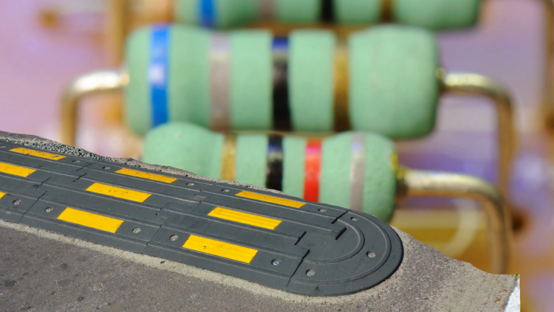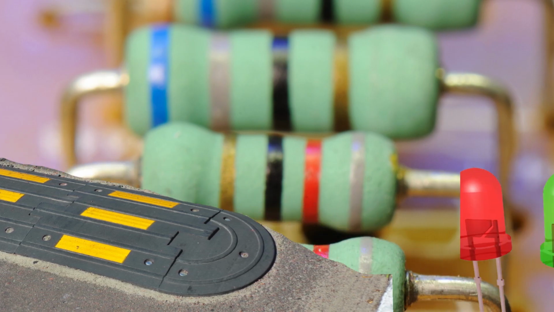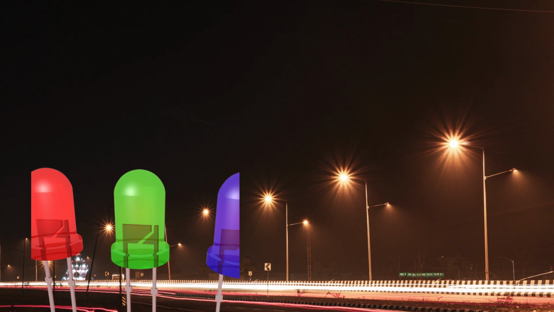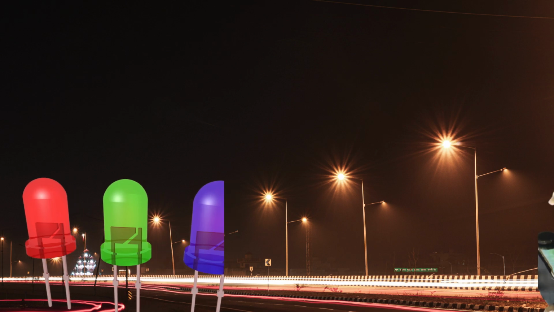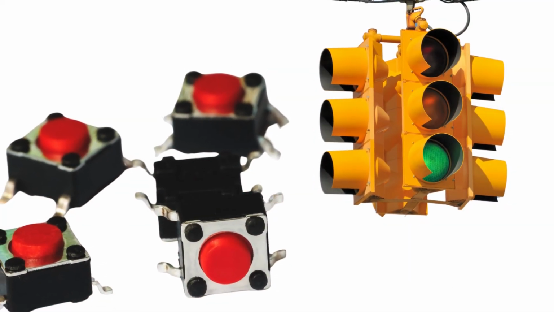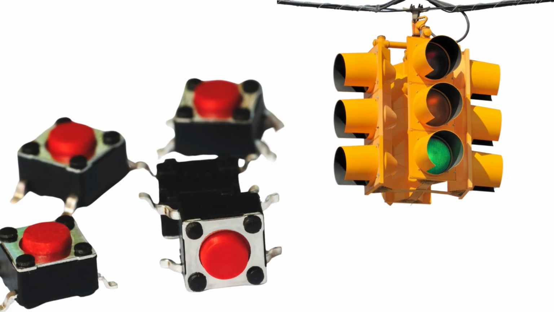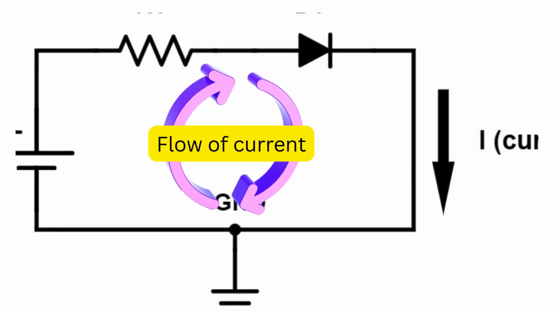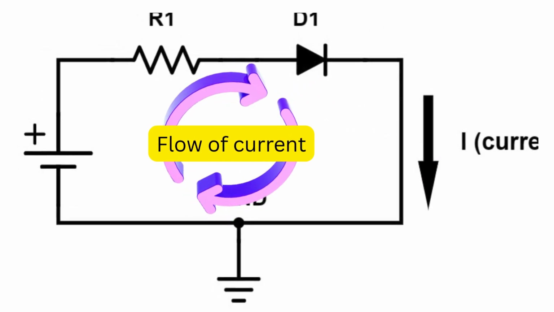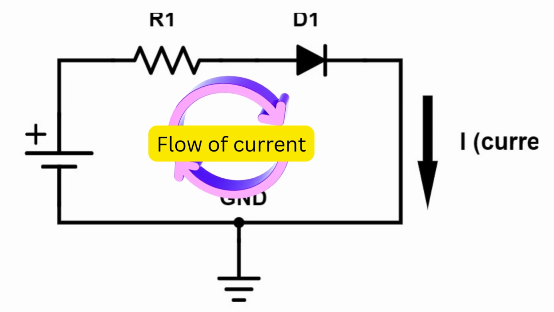LEDs are streetlights. They light up when electricity flows through them. Switches act like traffic signals. They control when and where the electricity should go. And just like cars eventually loop back to the fuel station to refuel, in a circuit, the flow of electricity returns to the battery, completing the loop.